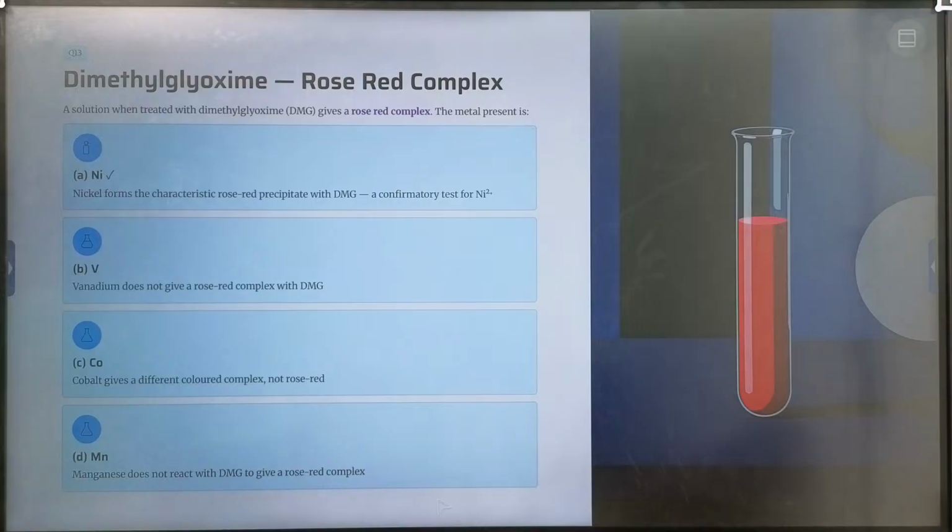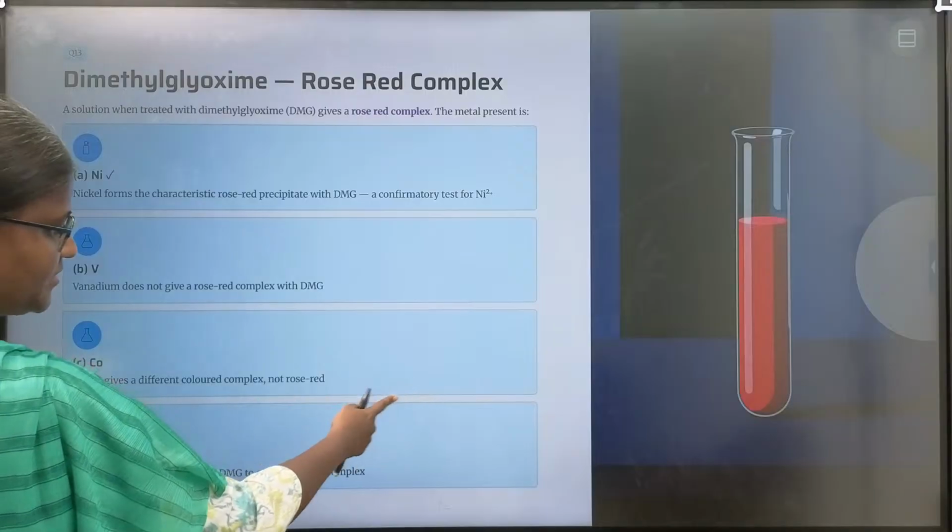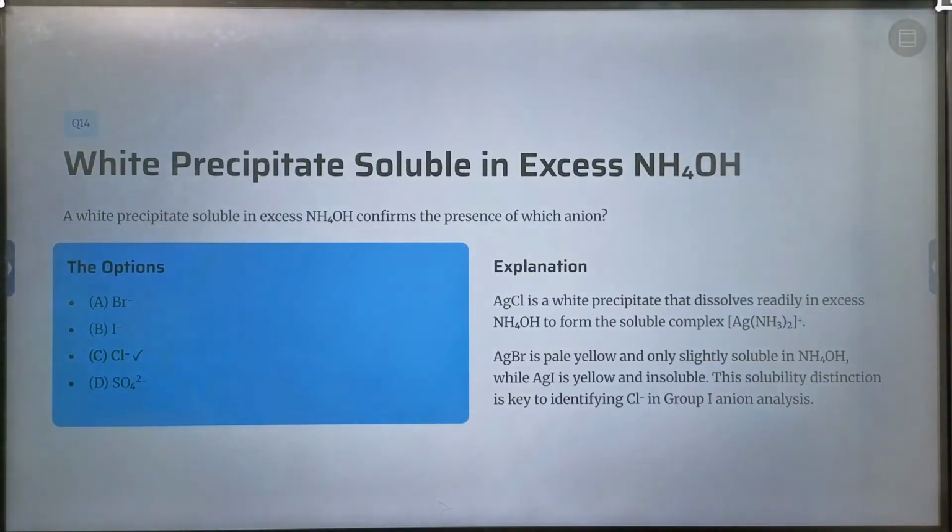Dimethylglyoxime will give a rosy red precipitate for the presence of, just now we have learned that, right, nickel. So the nickel DMG complex is that rosy red precipitate, which is the confirmatory test of the fourth group cation.